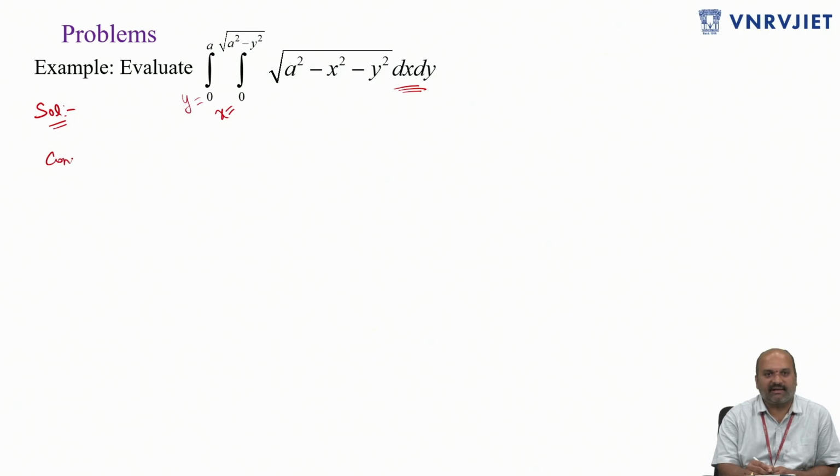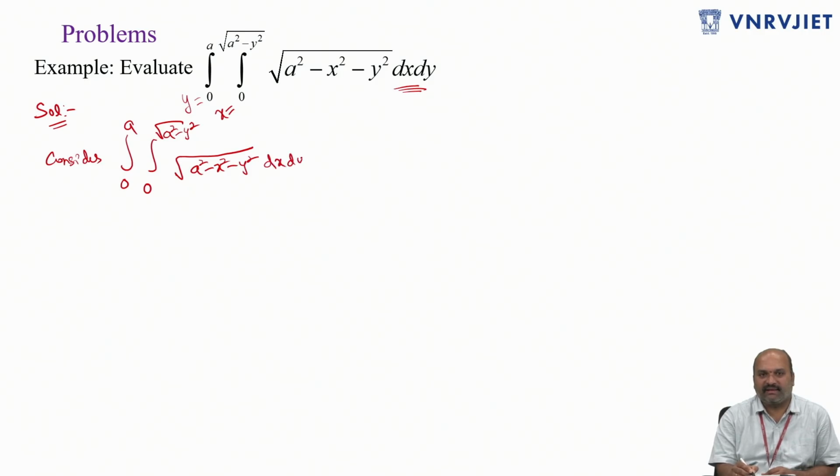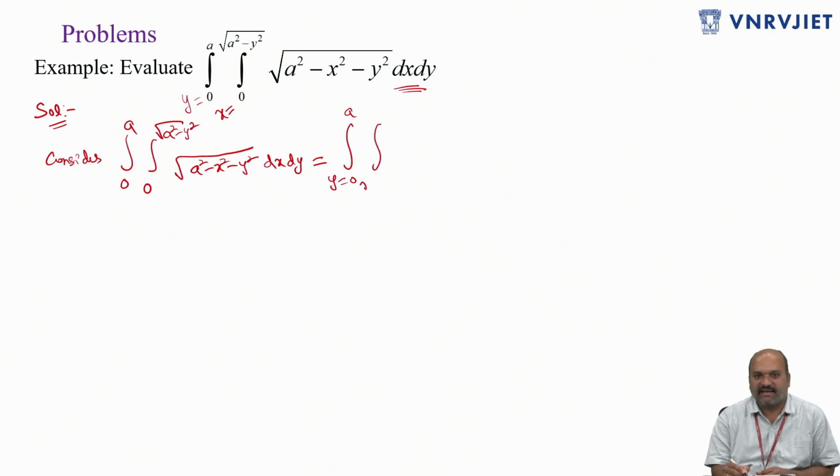So now consider the left hand side. Consider the integral 0 to a, integral 0 to root over a square minus y square, root over a square minus x square minus y square into dx dy. This is equals to, see here, as we know, these are the y limits. So y varies from 0 to a. And it is x limits. X varies from 0 to root over a square minus y square. See, inner integral limits are functions of y.